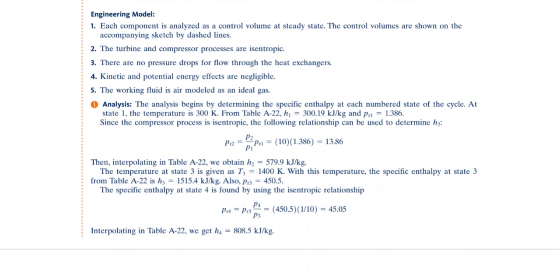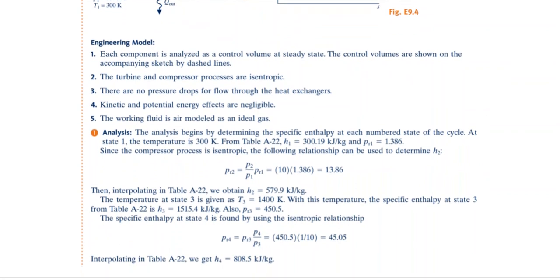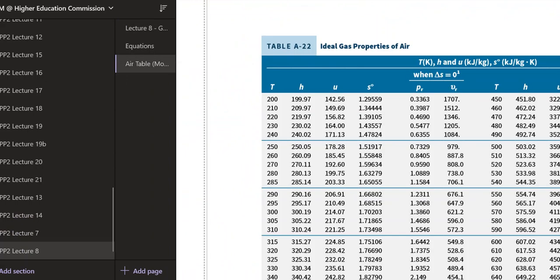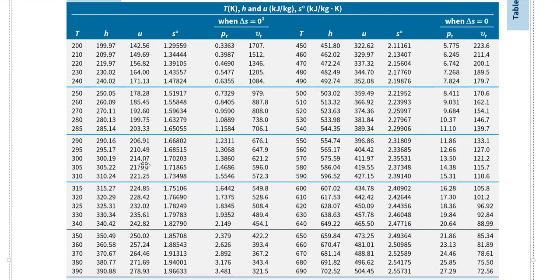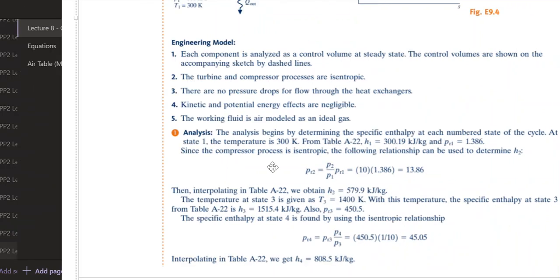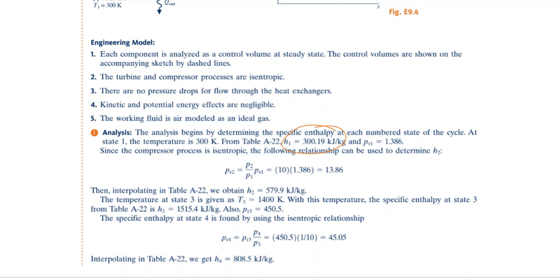At state number 1, the temperature is given. We can solve using both the A table and ideal gas equations. Using the A table, which is table A22 in your book, at 300 Kelvin the enthalpy is 300.19 and the pressure ratio is 1.3860. So back to the question: at state 1 we have the enthalpy 300.19 and the pressure ratio 1.386.